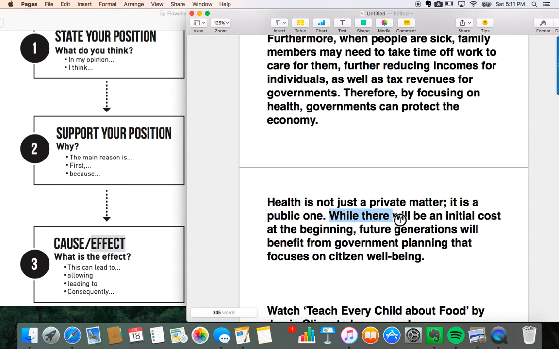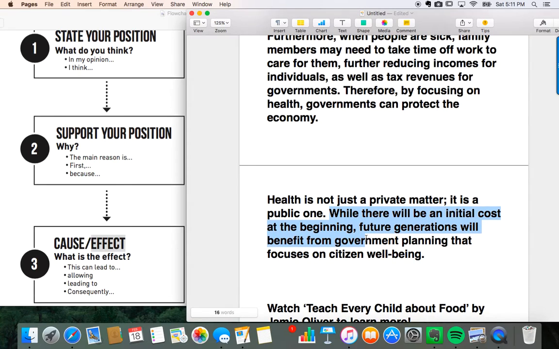Now, I did this whole thing about, I'm summarizing a little bit. While there will be an initial cost in the beginning, future generations will benefit from government planning that focuses on citizen well-being. So always end by looking to the future. You just told me all this stuff, so what? Tell me about the future. Why is this important? Give me a recommendation. Give me a suggestion.